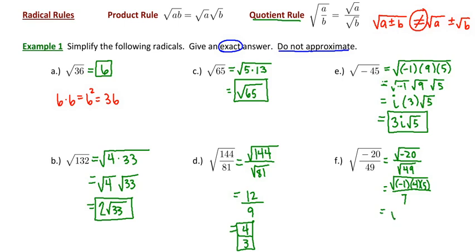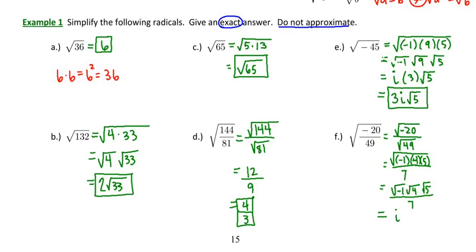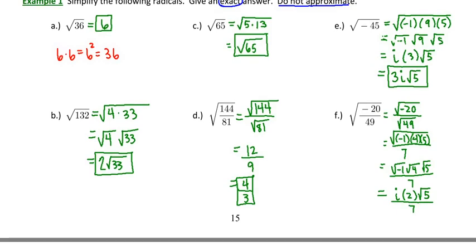And then we can split the radical over each individual factor and simplify from there. The square root of negative 1, as you know, is the imaginary unit I. The square root of 4 is 2. 5 is not a perfect square, so it stays under the radical. And then, writing it in a presentable form, we can call it 2I square root of 5 over 7.